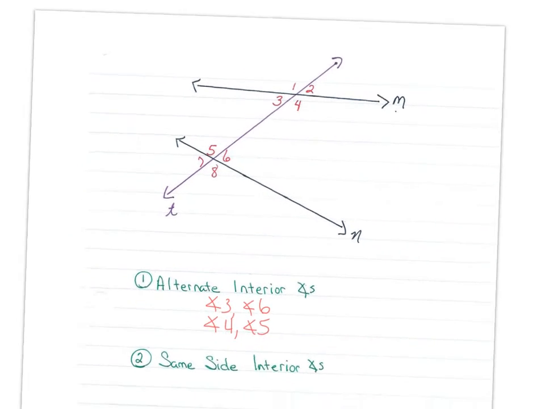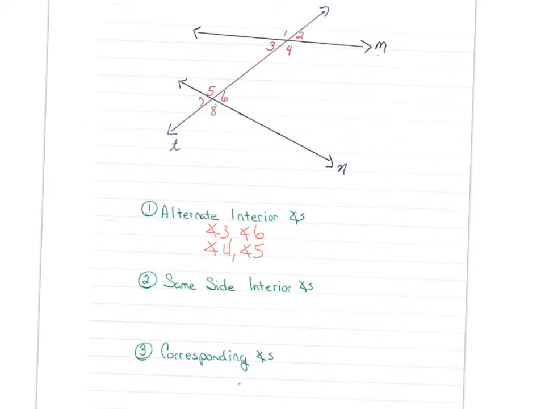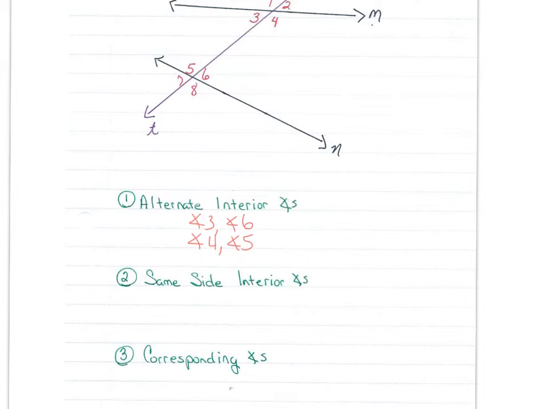All right, let's look at same-side interior angles or consecutive angles. Casey, do you see a pair of consecutive angles or same-side interior? Angle 3 and angle 5. Hannah? Angle 4 and angle 6. Good. And then corresponding angles.